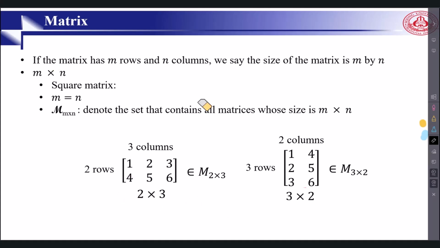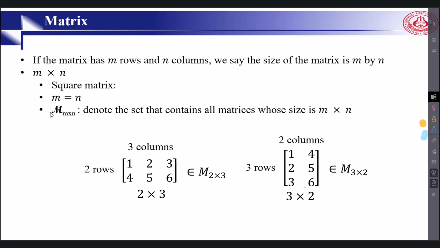If a matrix has m rows and n columns, then we show it as m by n, where m is the number of rows. For example, here we have 2 rows, here we have 3 rows, and n is the number of columns: 1, 2, 3 columns, 1, 2 columns. In a square matrix, which I will show you later, the number of rows and the number of columns are the same. For example, 2 by 2 or 3 by 3.